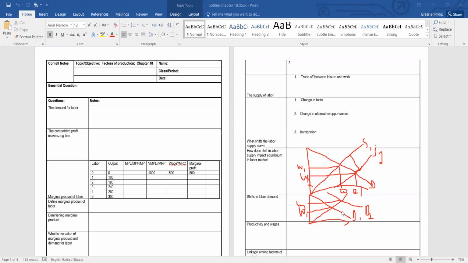Okay. The next thing they talked about is productivity and wages. And again, MP times P equals VMPL. So if productivity goes up, the VMPL, which is really the revenue the workers bring into the firm, is going to increase, making them more valuable and therefore shifting the demand for workers and increasing wages. So the more productive you are, the higher wages you're going to earn.